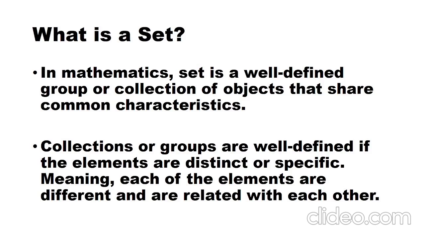with numbers. So how do we know if it's a well-defined group or collection? Now it is considered as a well-defined group or collection if the elements of the given set are distinct and specific. So it means that each of the elements are different from each other, yet they are related in some properties or characteristics. So magkaiba sila, yung bawat elements, yet they relate to each other in terms of some characteristics or properties.